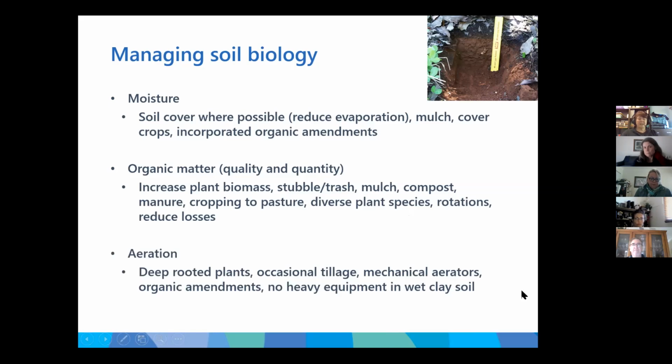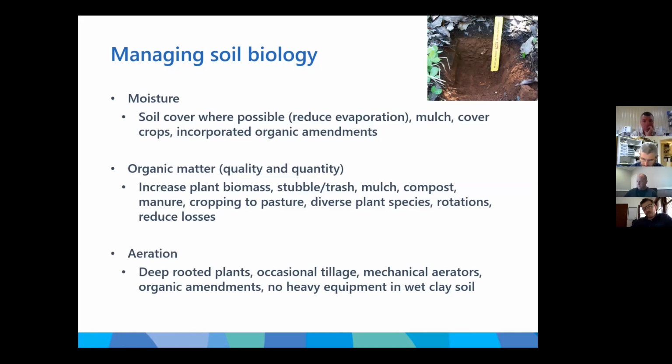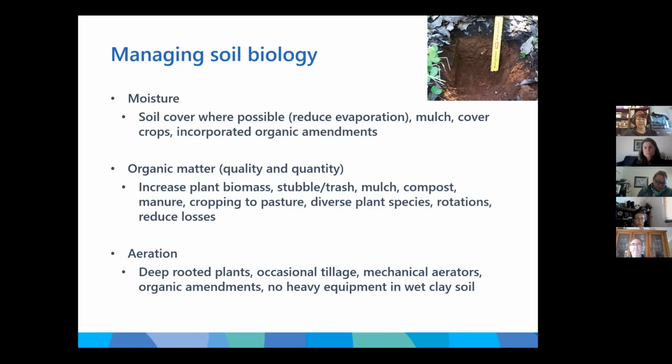So thinking about aeration, we might think about deep-rooted plants, something with a nice big taproot which goes down and penetrates some compacted soils. Maybe occasional tillage is an option. There are mechanical aerators that some of the horticulture people use, like turf aerators, like in golf courses, to create little pockets where they can get a lot of air into the soil. Organic amendments also improve aeration, and things like no heavy equipment in wet clay soils, to reduce all those pore sizes.